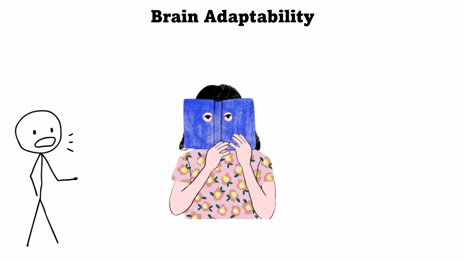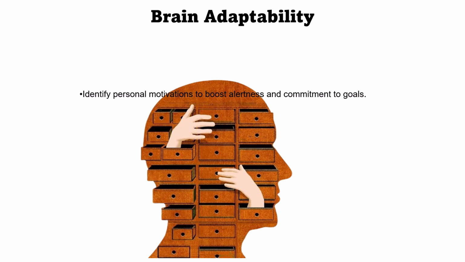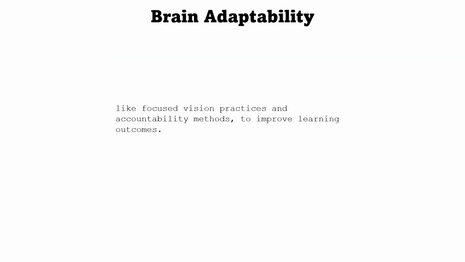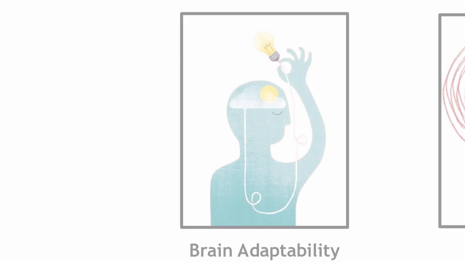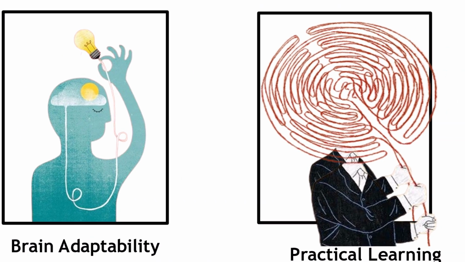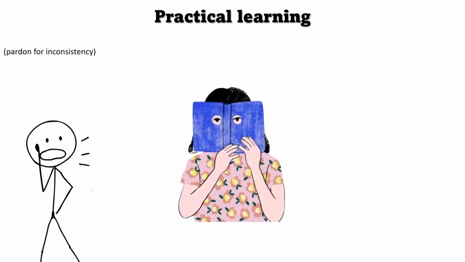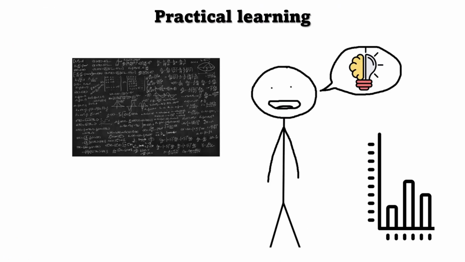Practical applications and protocols. Identify personal motivations, e.g., fear or love, to boost alertness and commitment to goals. Use simple behavioral adjustments like focused vision practices and accountability methods. Reading is key. Fiction improves reading speed and vocabulary, while nonfiction provides knowledge to use in conversations. Practice what you learn to make it stick.